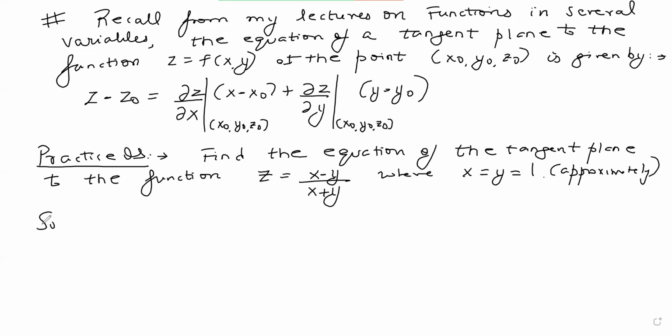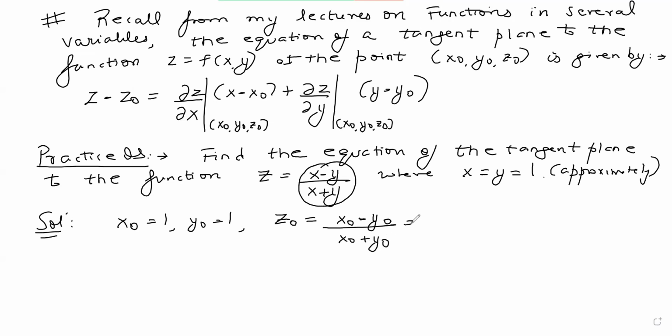That means we are given that the points are x0 is 1, y0 is 1. If I put these points, can I calculate z0? So z0 will be, from here, z0 will be (x0 minus y0) over (x0 plus y0). x0 is 1, y0 is 1. So if I plug in the values, I get z0 as 0.